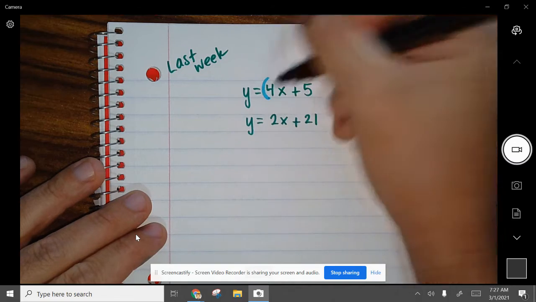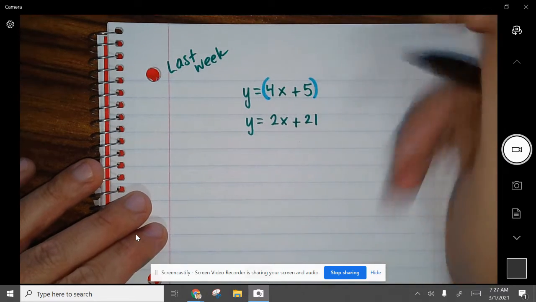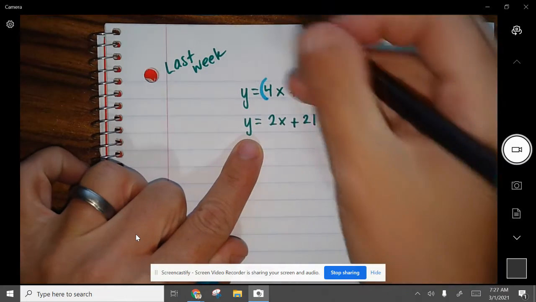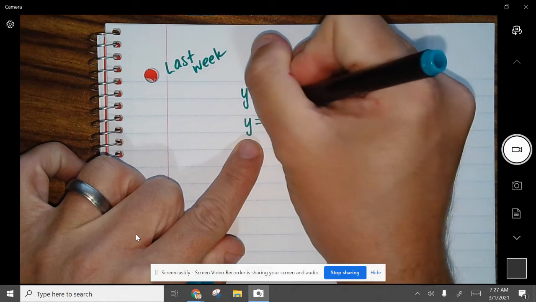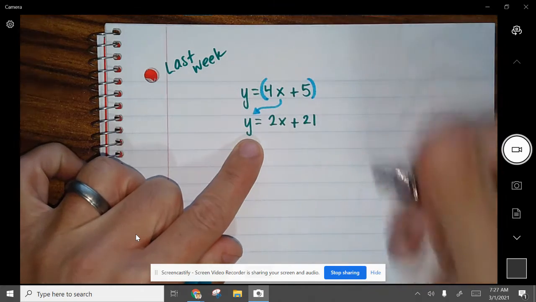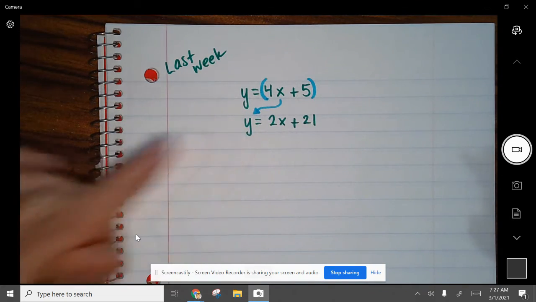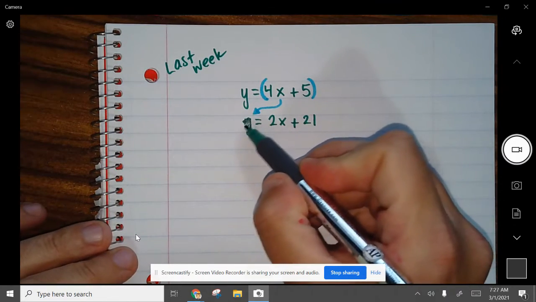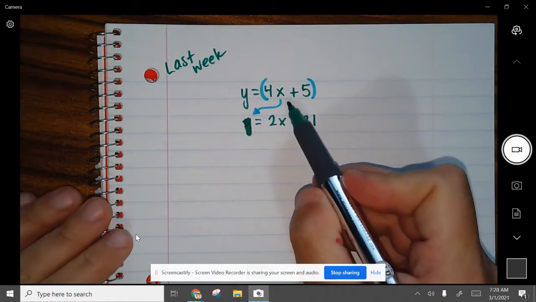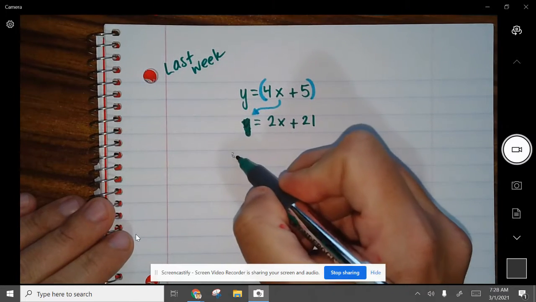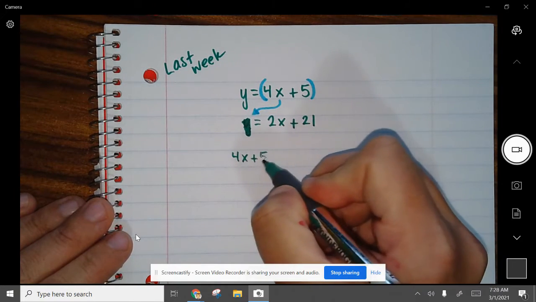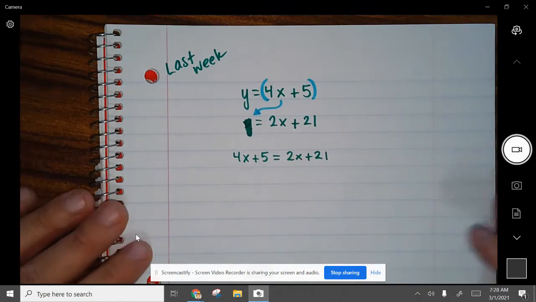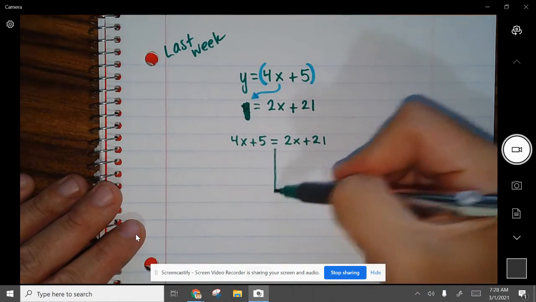You have this equation that all equals y. This equation also all equals y, so you're allowed to take this and plug it in where the y is. And today's lesson kind of talked about that too. So when I rewrite this equation, I'm going to cross out y, and I'm going to replace this with y. So 4x plus 5 equals 2x plus 21. And now I can solve this system.